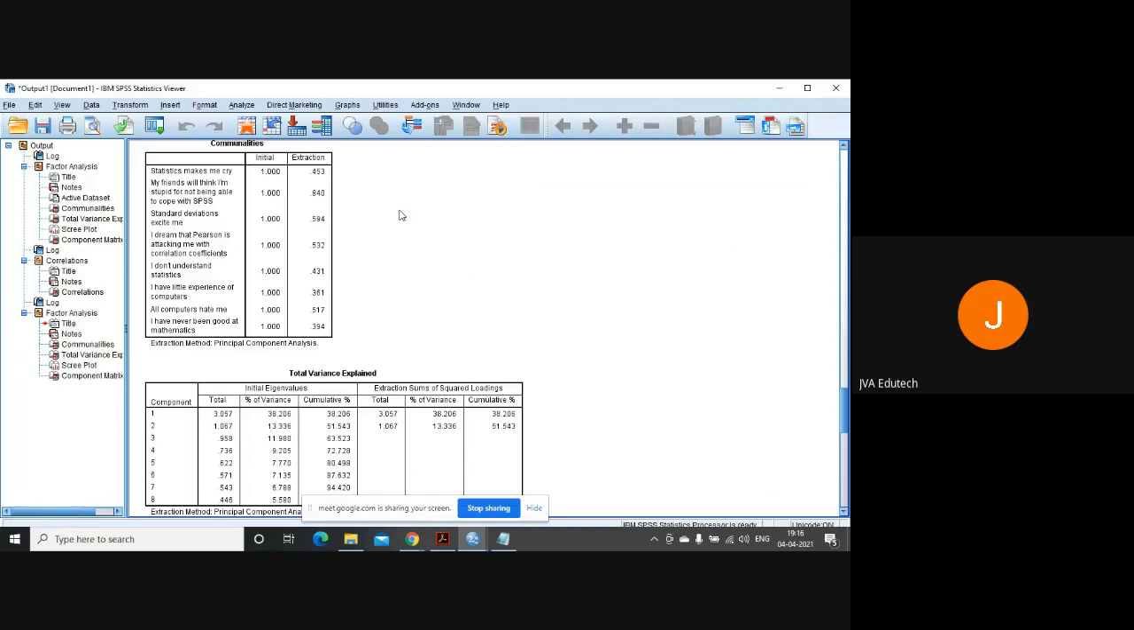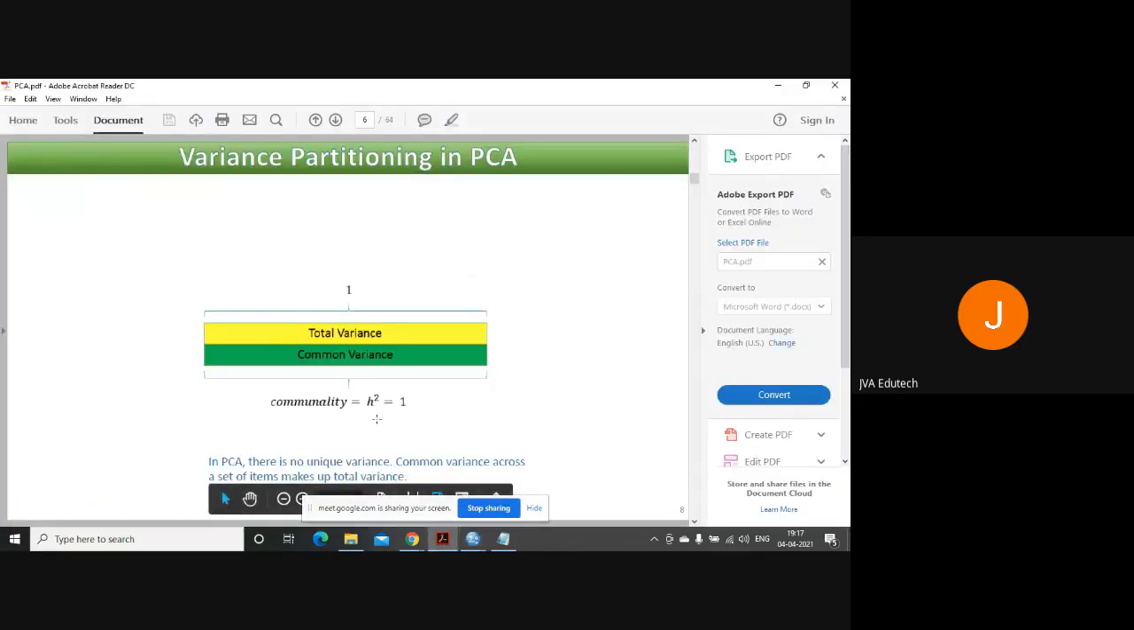So you can do it later on. We need not look into this. We only have to see that after extraction, the commonality value should change. When we had taken all the 8 values, divided into 8 components, then only initial values and extraction values were the same, meaning h square is equal to 1, that is the commonality. And I have already said that when commonality is equal to 1, that means total variance is explained by the common variance.